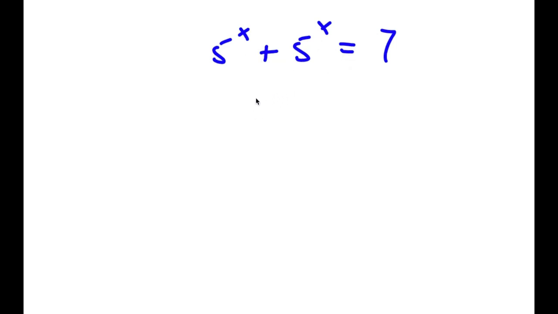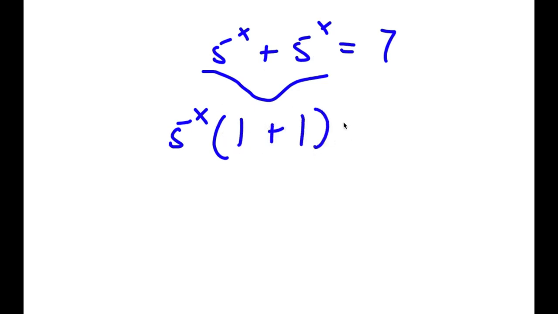Now, because 5 to the power of x is here twice, I'm simply going to factor this out from my left-hand side. So now I have 5 to the power of x times, now 5 to the power of x divided by 5 to the power of x, well, anything divided by itself is simply 1. So I have 1 plus, again, 5 to the power of x divided by 5 to the power of x is 1. So now I have 5 to the power of x times 1 plus 1 is equal to 7.